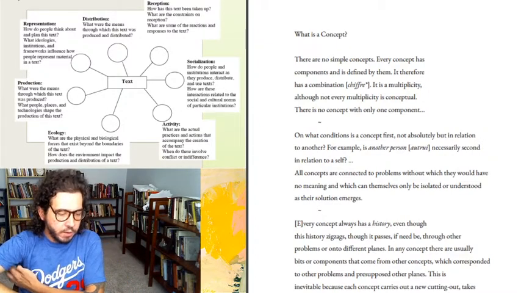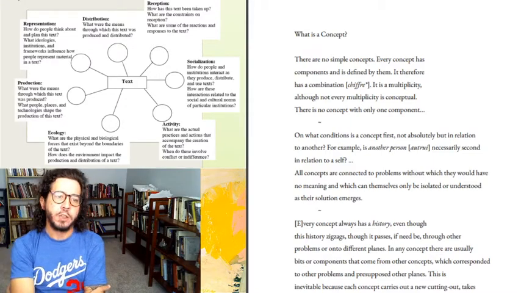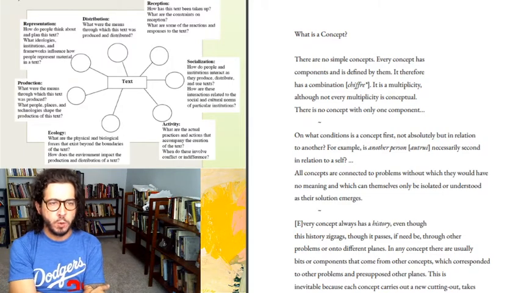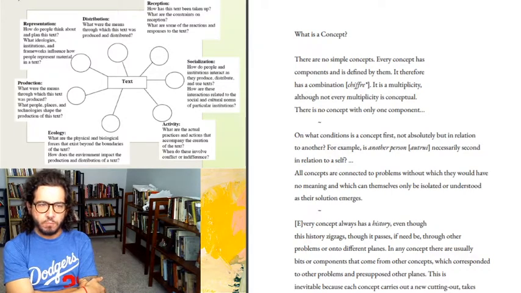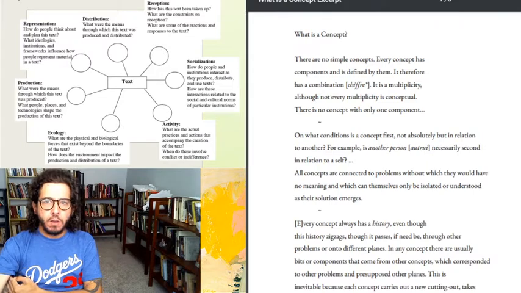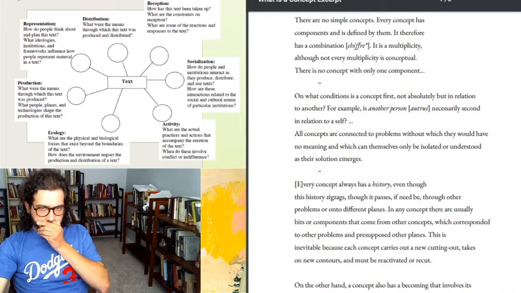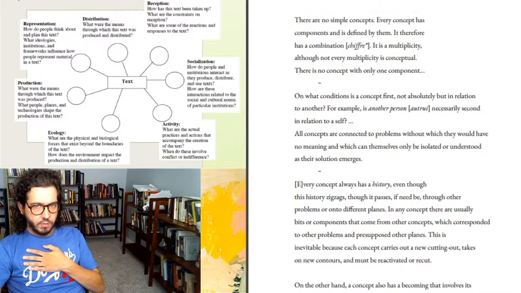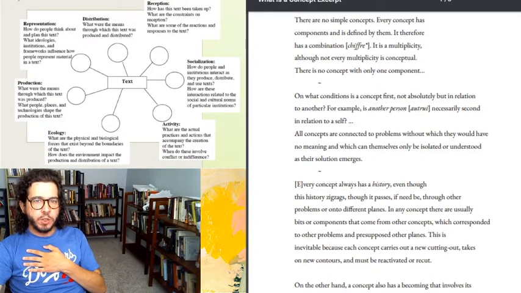And in the next one, when they talk about the firstness of a concept, the firstness is always whichever one strikes us first, or whichever one we pick up first. There's no right way. The key is that they are connected to problems, as we see in the second example. On what conditions is a concept first? Not absolutely, but in relation to another.